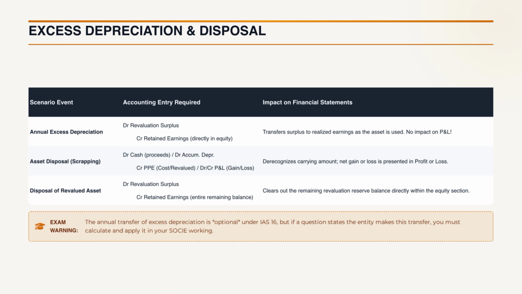Finally, when a revalued asset is disposed of or scrapped, we must de-recognize the asset. We debit cash and accumulated depreciation, credit the asset cost or revalued amount, and record any net gain or loss in the P&L. If any revaluation surplus remains for that asset, we transfer the entire balance directly to retained earnings within equity.